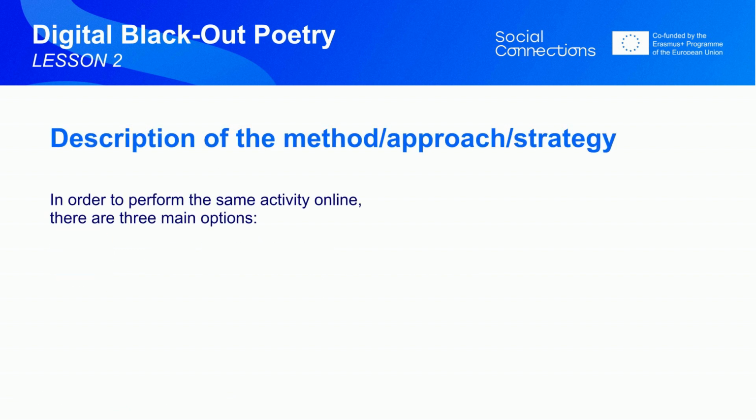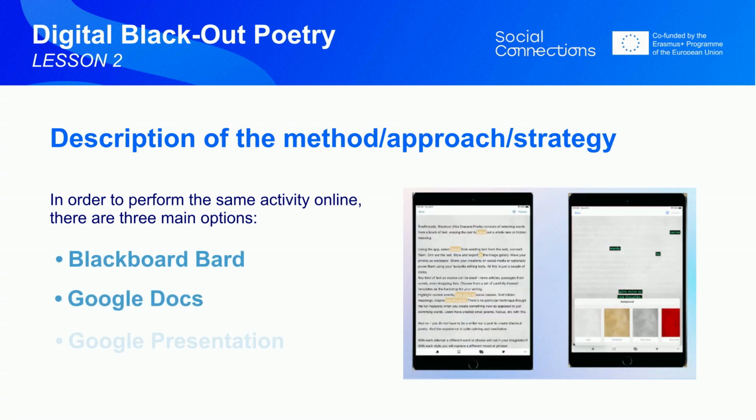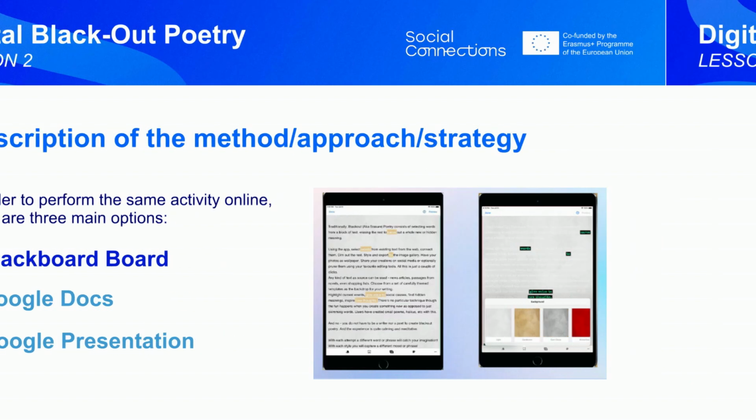In order to perform the same activity online, there are 3 main options. First, you can use a dedicated app such as Blackout Board, available for Android as well as for iOS. The app can be very helpful as it facilitates the whole process and allows you to get nicely designed outputs effortlessly. However, it should be noted that it is only available in English and requires quite advanced ICT skills.